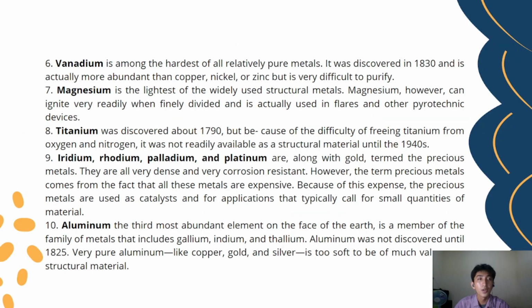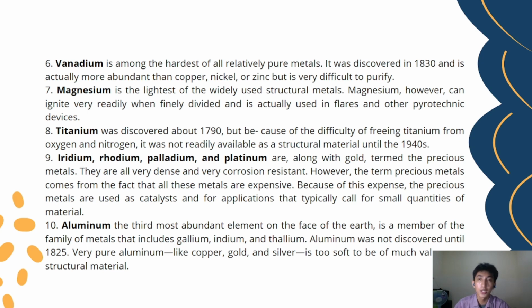Sixth, vanadium is among the hardest of all relatively pure metals. The seventh is magnesium. It's the lightest of the usual structural metals. Magnesium, however, can ignite very readily when finely divided and is actually used in flares and other pyrotechnic devices. Eighth, titanium.